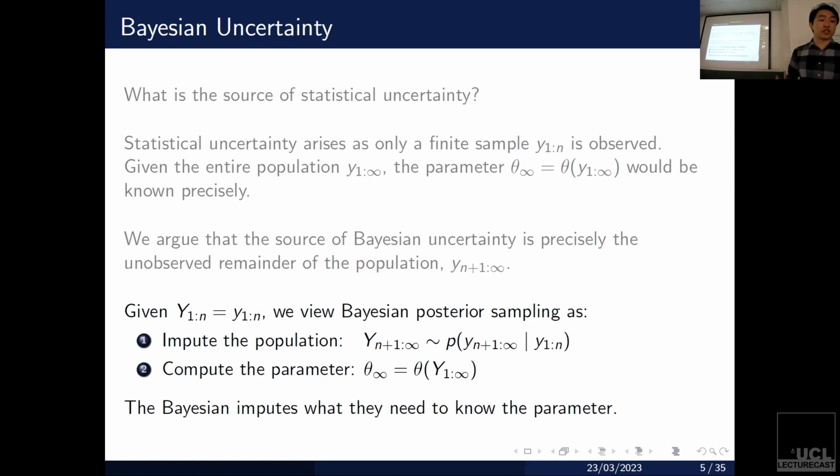Now, given this imputation of yn+1 to infinity, you're going to compute some parameter theta infinity, and that's going to give you actually a sample from your posterior. So I'll give you a little bit more detail about what this looks like in practice in the next slide. But long story short, the Bayesian essentially imputes what they need to know the estimand, and in this case, in the IID setting, it's going to be yn+1 to infinity.